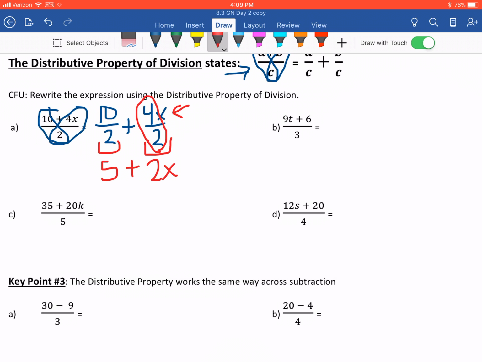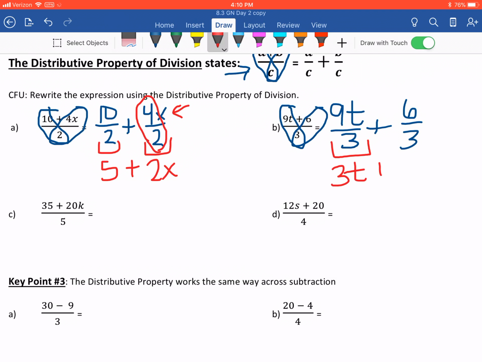Letter B, 9t plus 6 divided by 3. Notice, like I said, we can't just do 9t plus 6 equals 15. That's why you can't just add across, and we need to know the distributive property in order to solve these. So first thing that we do, 9t divided by 3. So we write 9t divided by 3. Not 90, 9t. Then the next thing, 6 over 3. And it makes such a pretty heart. All right, we're going to simplify. 9 divided by 3 is 3. So this becomes 3t plus 6 divided by 3 is 2.